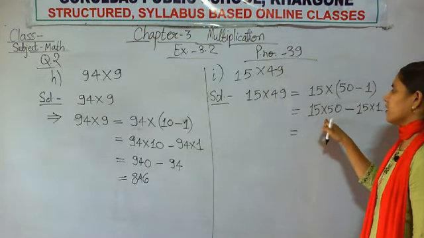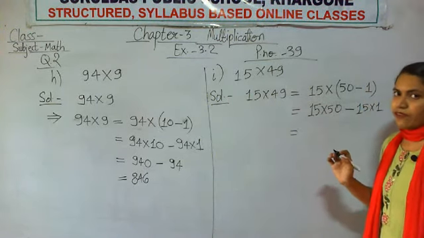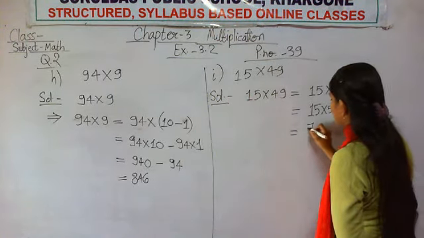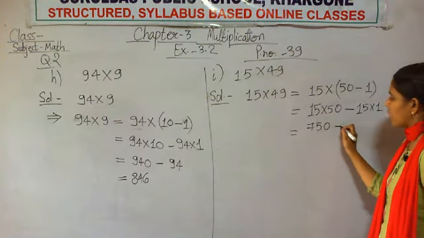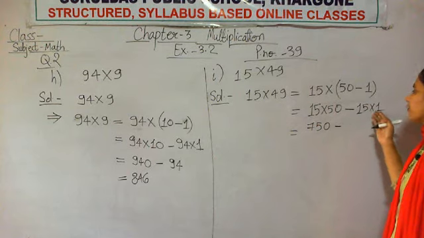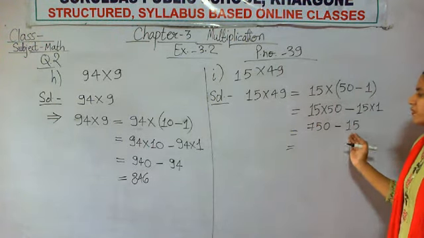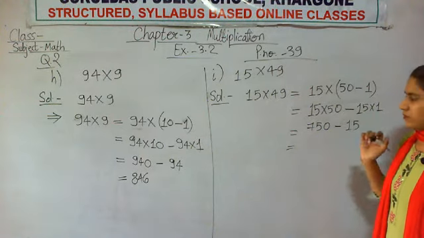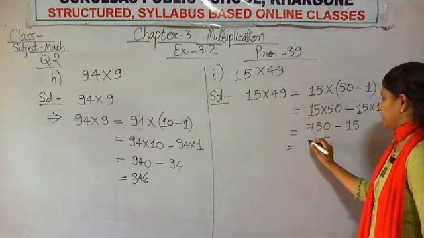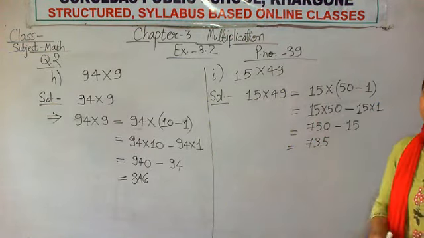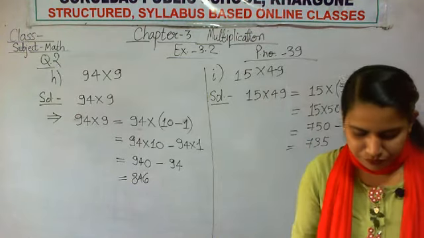Now 15 multiplied by 50: 15 fives are 75, so my answer is 750. Then a minus symbol, so I am putting a minus symbol here. 15 into 1 is 15. Now subtract 15 from 750. Answer is 735. Right?